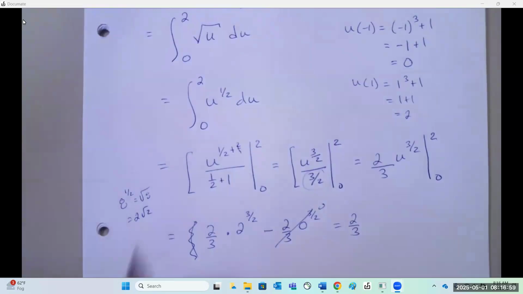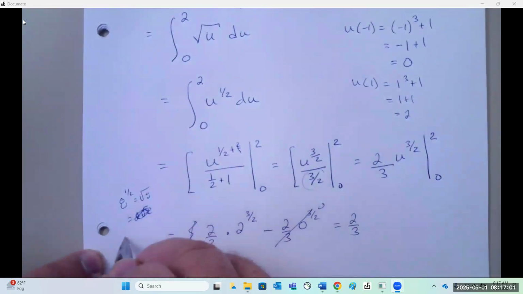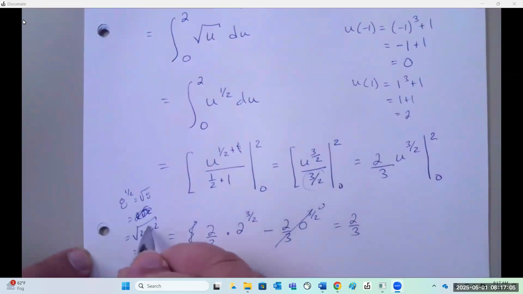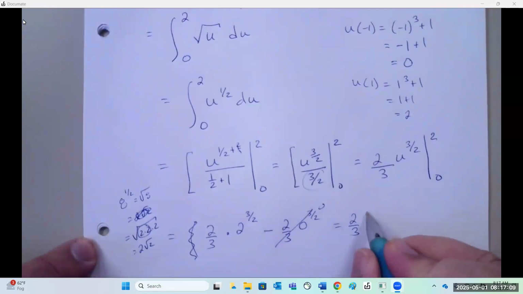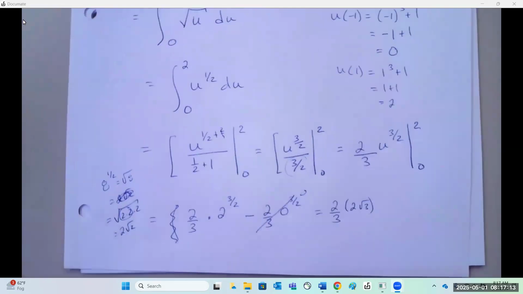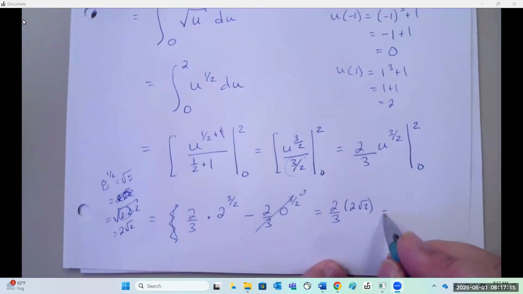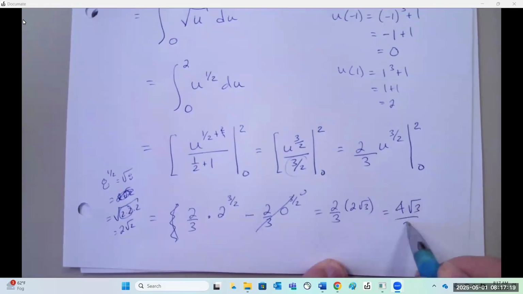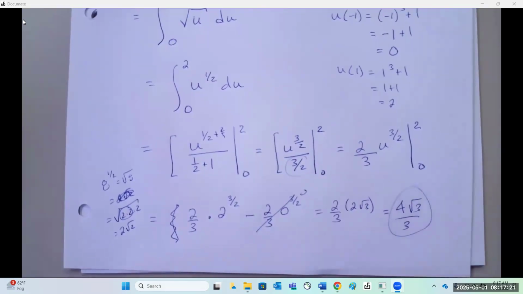Again, 8 is made up of 2 times 2 times 2. Since we have 2 of a kind, it comes out in front. So that becomes 2 radical 2. 2/3 times 2 is 4, radical 2 over 3, and there's the area. There's the area under the curve. So I left it as u.